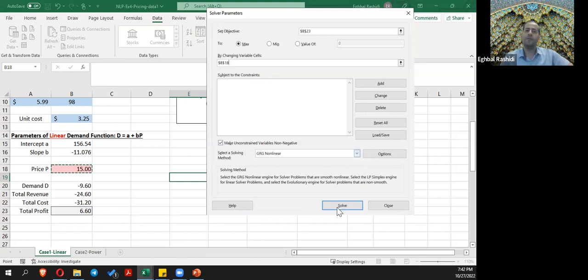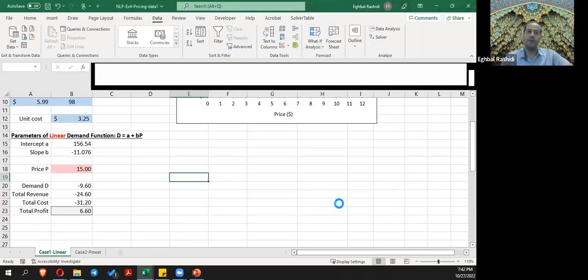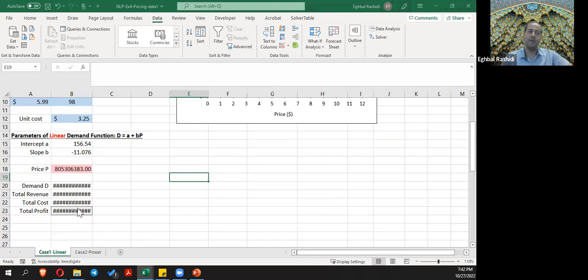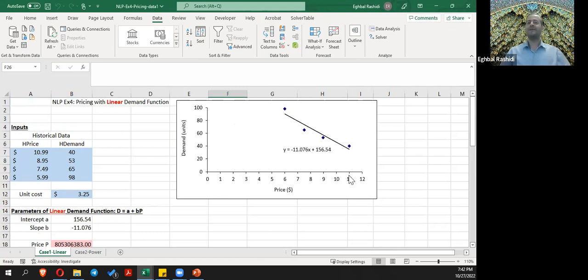But let me solve it first, and then we can get a negative price here. So I'm going to make sure that this is checked. I'm going to get this solved. Let's see what we get. So right now it's 6. Oh, yeah, it blew out of proportion. It just increased it. So we need to set a limit on price. Otherwise, it's just going to increase the price infinitely.